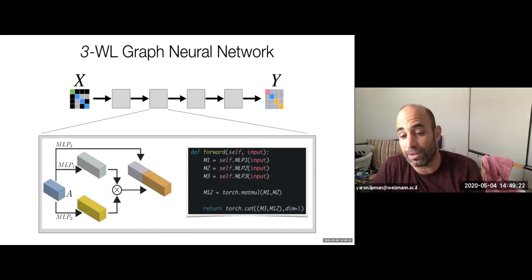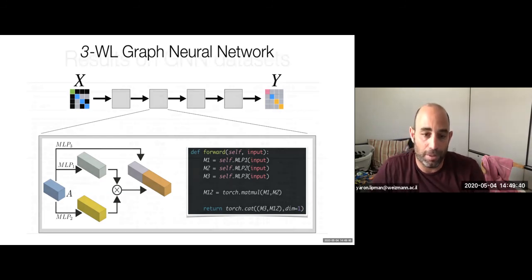The downside of this network, by the way, is that you need to keep those dense matrices in memory. Okay, so message passing only keeps a sparse adjacency and a vector of values on the nodes. This actually keeps a full graph. But the benefit is that it can learn much more complicated functions than message passing.